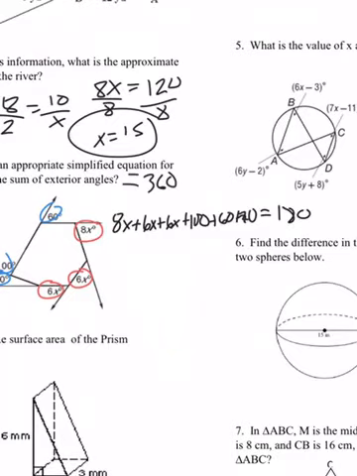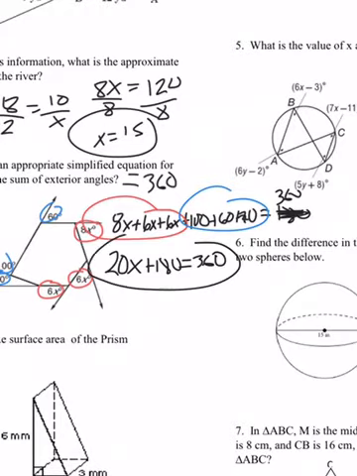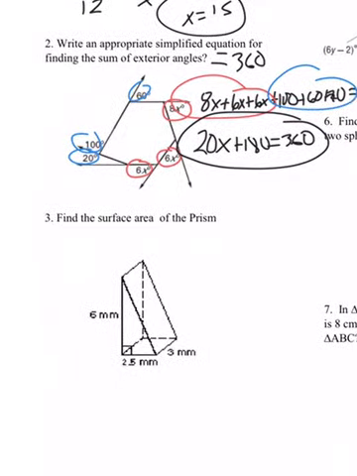Then you combine your like terms, so these are all x's, those go together, and you get 20x. These numbers all go together, you get 180, and that's not even supposed to be 180. And that equals 360. Okay. And that's your final answer. You just need the equation, you don't need to actually solve it.